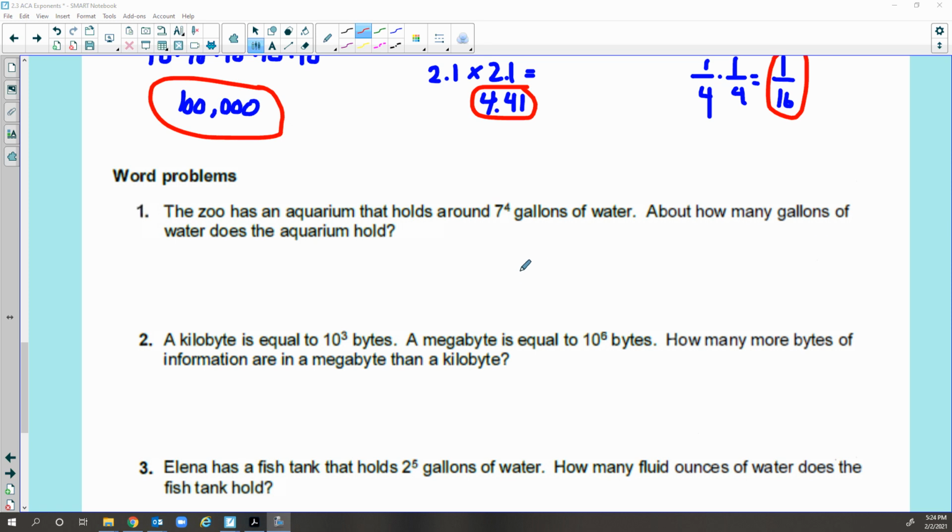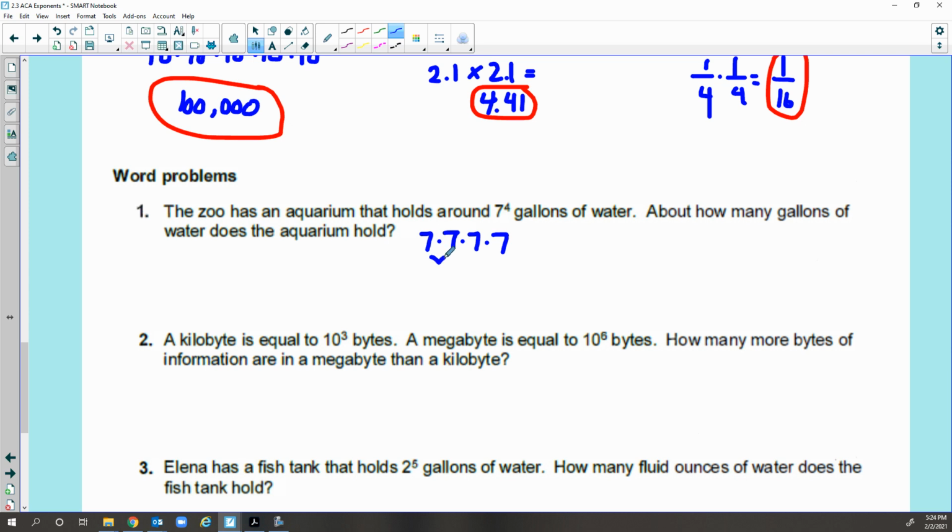All right, guys, we're almost done. Let's take a look at these word problems. The zoo's aquarium holds around 7 to the 4th power gallons of water. About how many gallons of water does the aquarium hold? So what I've got to do is 7 times 7 times 7 times 7.